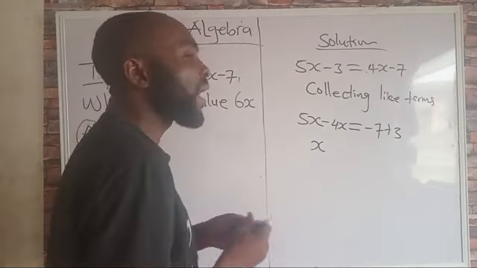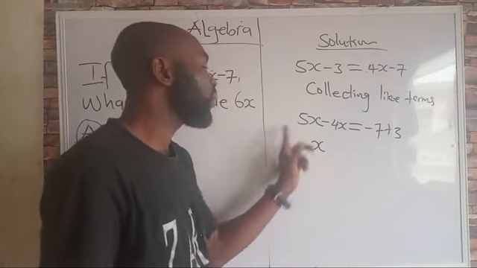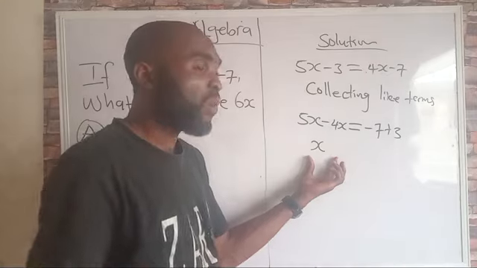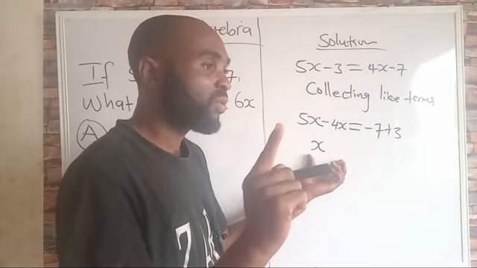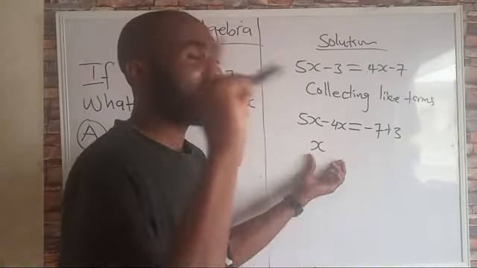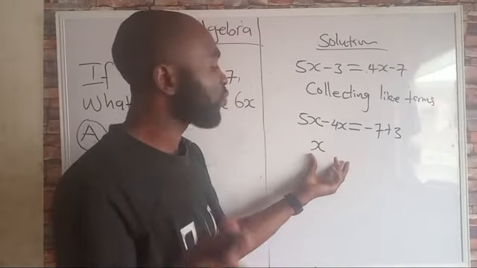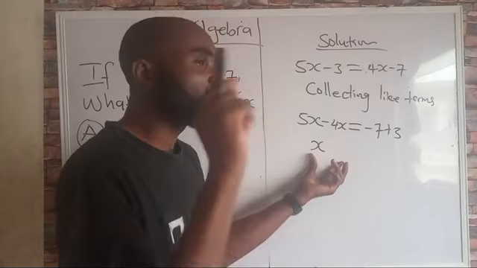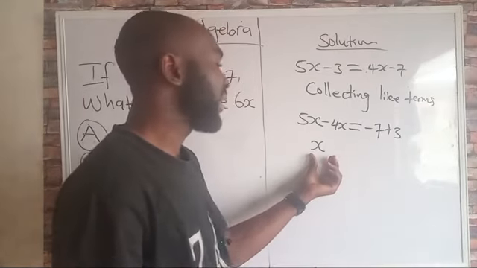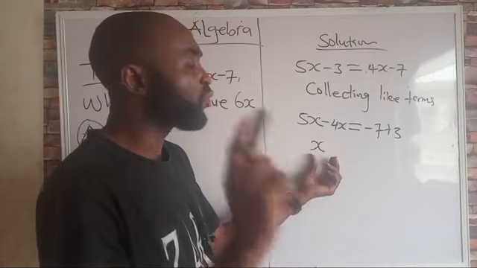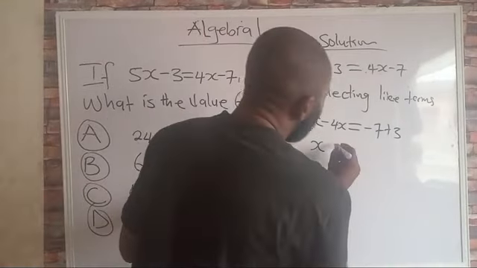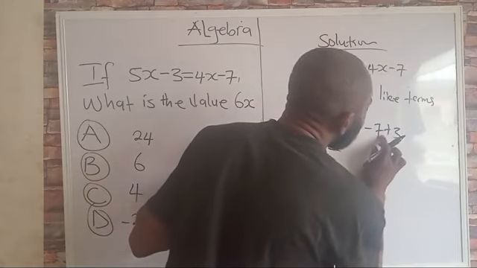That will give me x. It will give me 1x, but there is no need of saying 1x. 1x is the same thing as x. 1 Solomon is Solomon. 1 Prosper is Prosper. 1 Odue is Odue. So you don't need to stress yourself saying 1 Odue. It's just Odue. All right, so I will now say x equal to minus 7 plus 3.